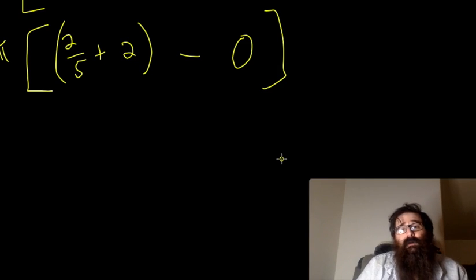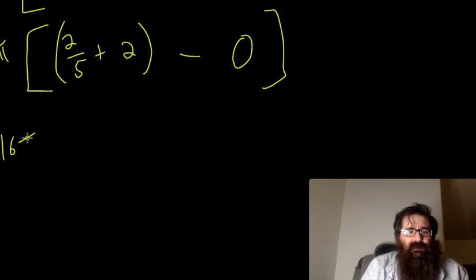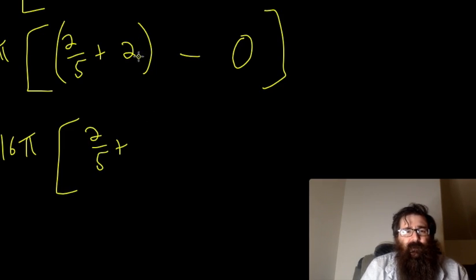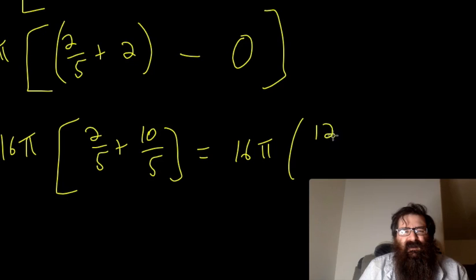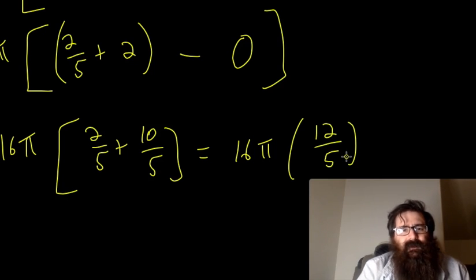And looks good so far, right? So what can I do? I can just go through the rest of the arithmetic, you know, get a common denominator. So 16 pi, I have 2/5 plus 2. If I multiply by 5 over 5, that is 10/5. So 16 pi times 12/5.